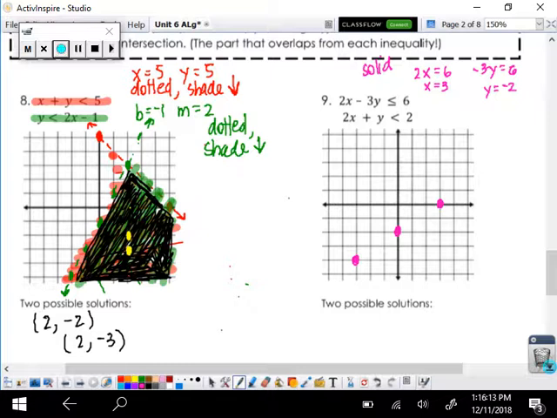And there we're shading above or below. Remember, check the sign in front of our y. So we have a -3y. So flip our sign, and we are going to be shading above. So that's tricky. -y means flip your sign. So solid, and I'm going to shade above. Okay.